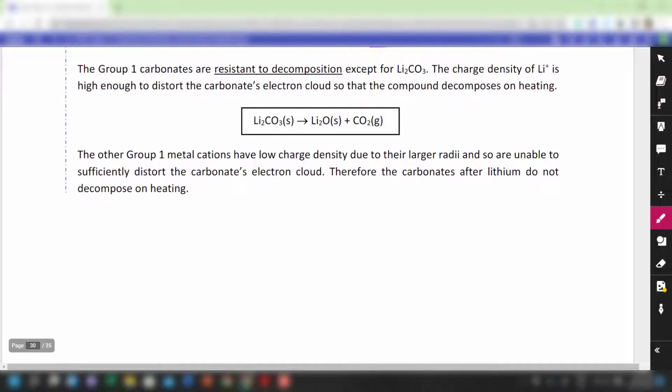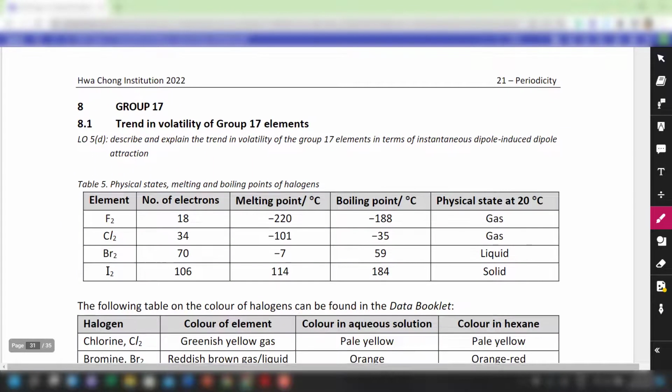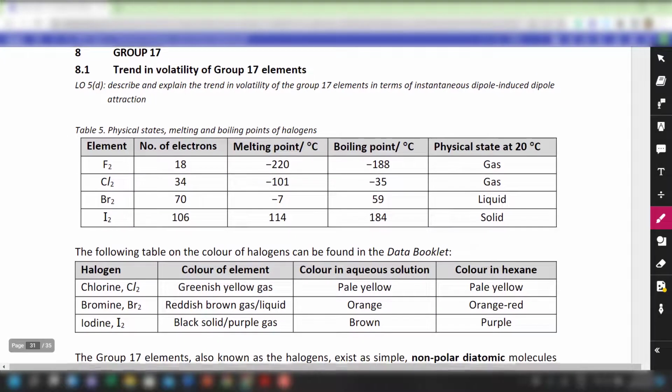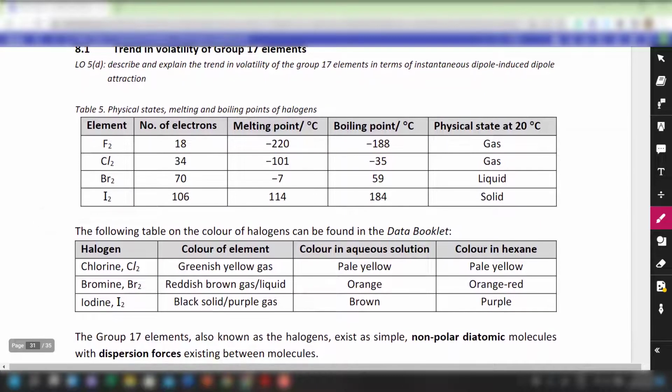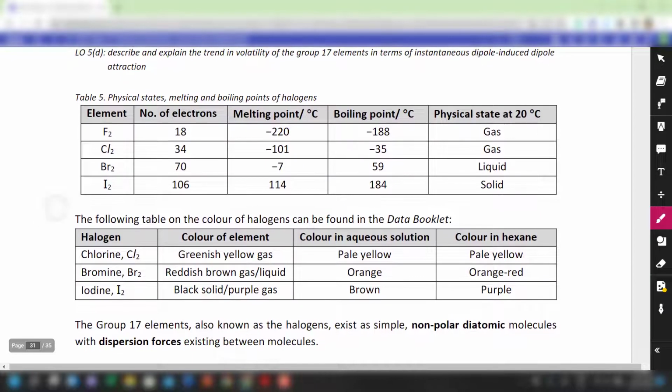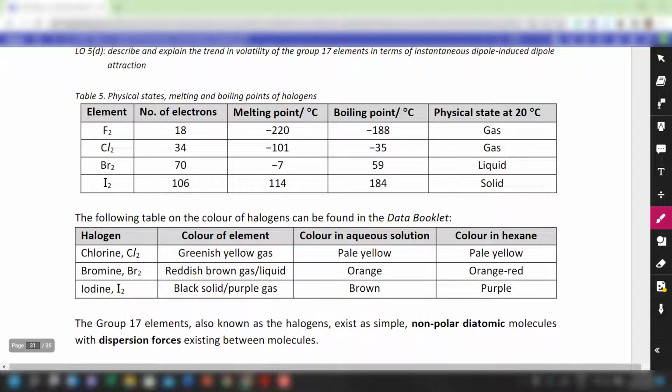So with that, we'll move on to section 8 on group 17. For 8.1, we look at the trend in volatility. Again, we are looking at the size of the electron clouds, and the number of electrons will be a good proxy. The size of the electron clouds increases from fluorine to chlorine to bromine to iodine. So we expect an increase in the strength of the dispersion forces between the molecules. Because of that, iodine exists as a solid at room temperature, and bromine a liquid.